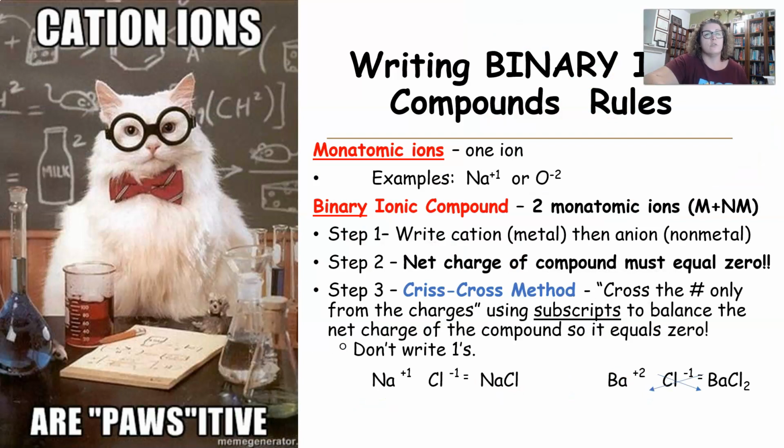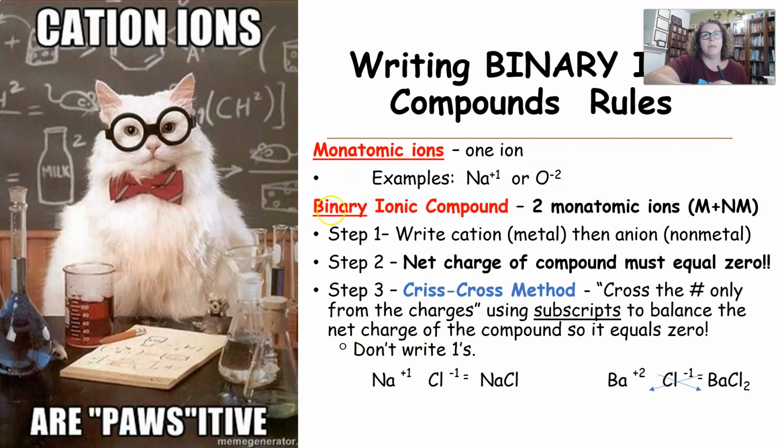Okay? So when you are writing formulas, we're going to get down to the rules now. Binary ionic compound rules. One key word you need to understand first is what's called monoatomic. Mono means one, atomic means atom. And the word ion means with the charge. So you have one atom with the charge. Whether it's sodium plus 1 or oxygen negative 2, it doesn't matter who it is. You only have one type of it with the charge.